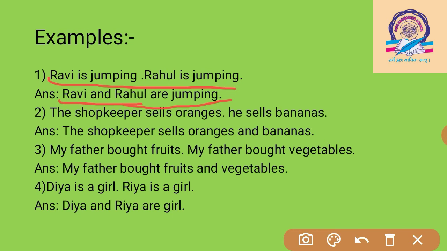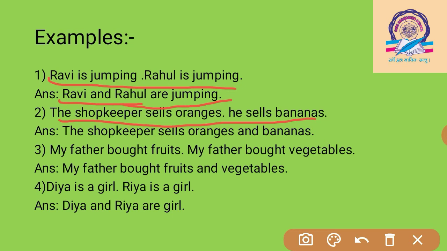The second sentence: the shopkeeper sells oranges, he sells bananas. So here the shopkeeper is doing both things. The shopkeeper sells both things here, oranges and bananas. But what is the related idea here? The shopkeeper sells fruit. So fruit is the common thing here. It means related idea.